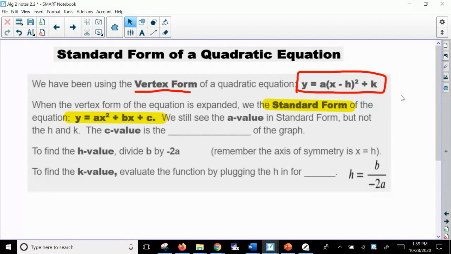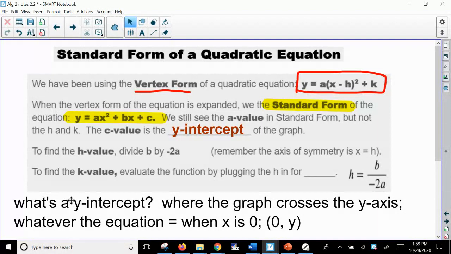Okay? What is c? The c value, did I not have it here? Oh, yes, I did. The c value is the y-intercept of the graph. What's a y-intercept? Remember, a y-intercept is where the graph crosses the y-axis. And it's whatever the equation is when x is 0.